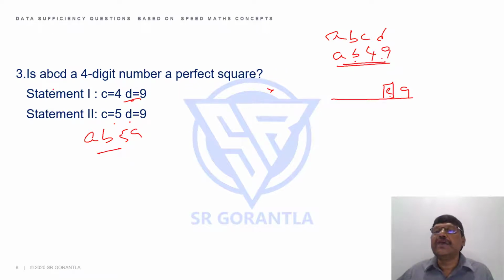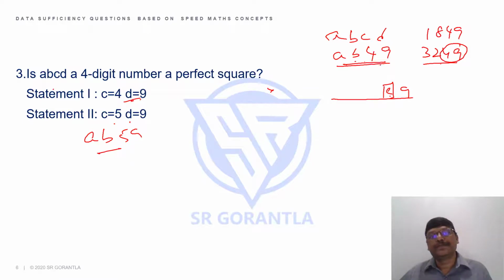Suppose I have AB49. Is it a perfect square? Suppose I take 3249, it is a perfect square. If you want, you can check, 57 square is 3249. 1849 is also a perfect square.